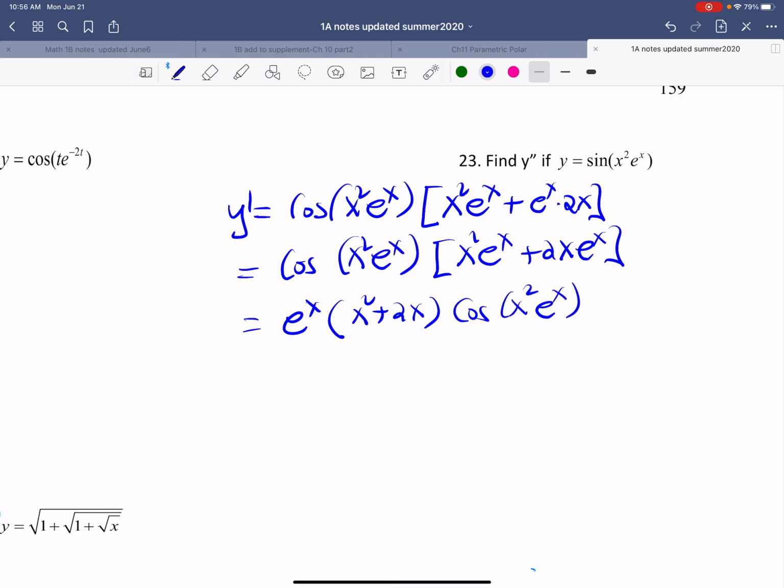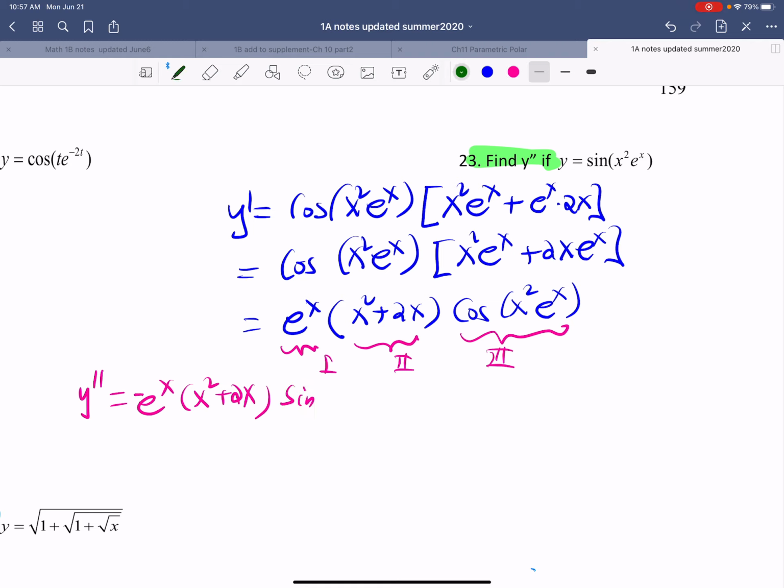Now again, I'm going to do second derivative because that's what the problem was asking from me. It did ask me to find the second derivative. So when we do second derivative, we would have to use a product rule and chain rule at the same time. So product of three functions: first function, second function, and third function. So I'm going to leave the first and second as it is, multiply with the derivative of third. Derivative of cosine is negative sine, so I'm putting the negative in the front. Negative sine of x squared e to the power x times derivative of inside function, which is x squared e to the power x plus e to the power x times 2x.